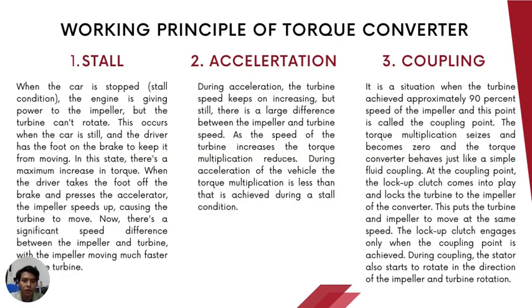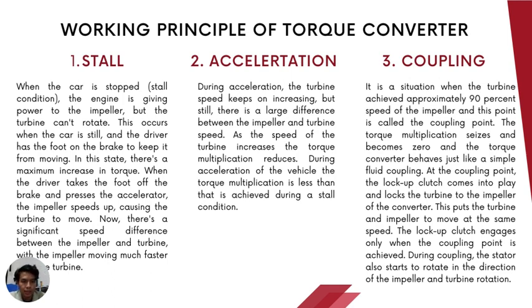So working principle of torque converter, I've divided into 3 points. I've pointed out the first one is stall. When the engine is running at stall, the engine is giving power to the impeller, but the turbine can't rotate. This occurs when the car is still and the driver has the foot on the brake to keep it from moving. In this state, there's maximum increase in torque. When the driver takes the foot off the brake and presses the accelerator, the impeller speeds up, causing the turbine to move. Now, there's a significant speed difference between the impeller and turbine, with the impeller moving much faster than the turbine.